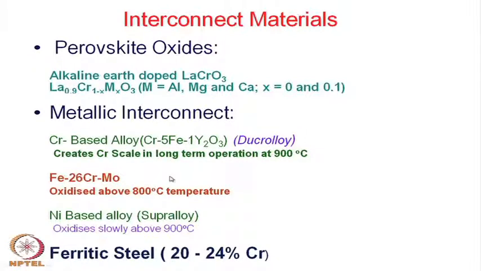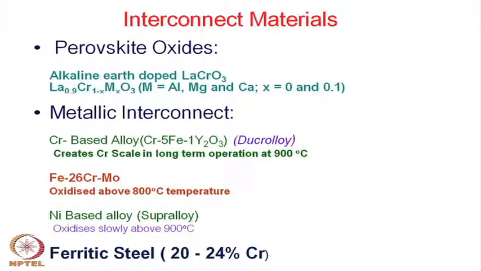Many different alloys have been tried, but ultimately people have settled on ferritic steel, which is basically a 20 to 24% chromium alloy. Okay. So, these are also chromium containing alloys. Most of them are chromium containing alloys, but this has better properties and better oxidation resistance than the other steels or alloys, and of course, the thermal expansion coefficient matching is another very important aspect.